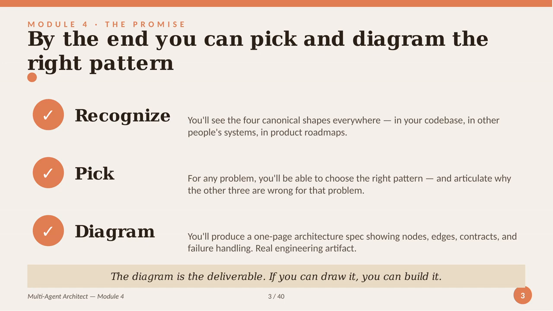Diagram. You'll produce a 1-page architecture spec showing nodes, edges, contracts, and failure handling. Real engineering artifact. Not a sketch on a napkin. Something a teammate could read and either build the system or critique your choices. The diagram is the deliverable. If you can draw it, you can build it. If you can't, you've got more design to do. That's the discipline this module is teaching.